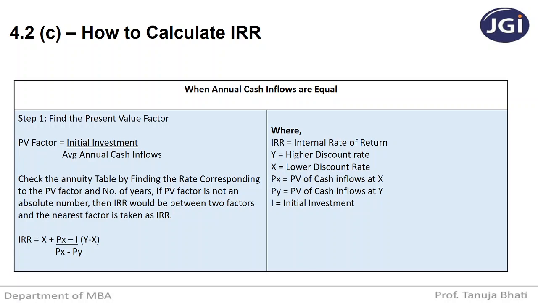So always remember, in IRR you have to calculate the rate with the help of the annuity table. First you need to find the PV factor. After finding the PV factor, and the number of years will be given in the problem, corresponding to that, what is the rate? That will be the IRR. Suppose the PV factor is not an exact number that can be plotted, find the number nearest to the PV factor, consider two rates, and you can solve it by IRR using this particular formula.